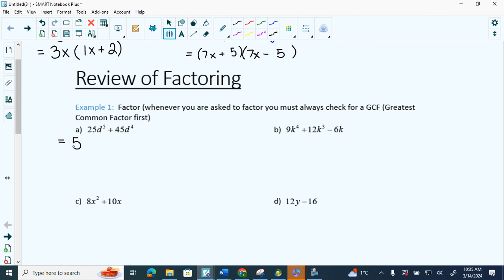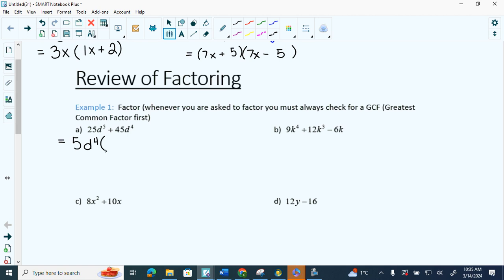Okay, so I can take out D^4 because I can only take out the minimum amount, right? I can't take 5 D's out of 4 D's. That doesn't make any sense, right? So I always take out the smaller one. So I take out D^4. When I take out the greatest common factor, I do division.